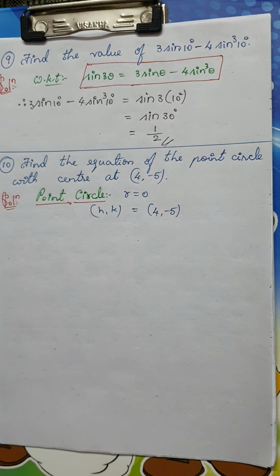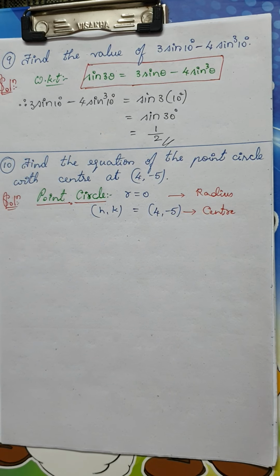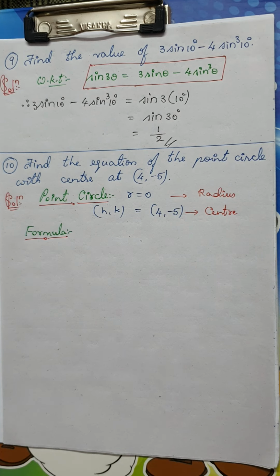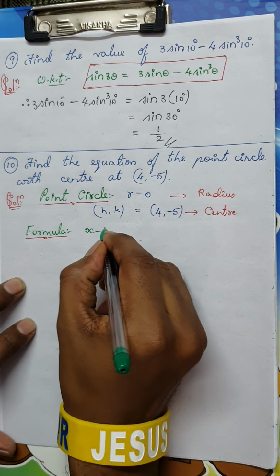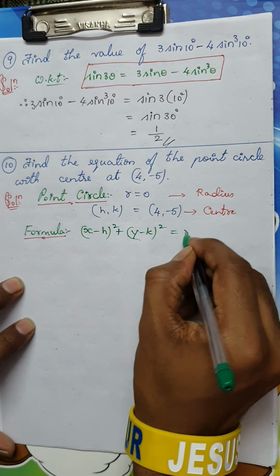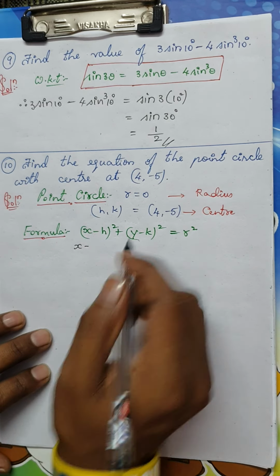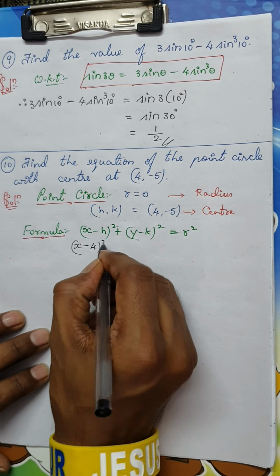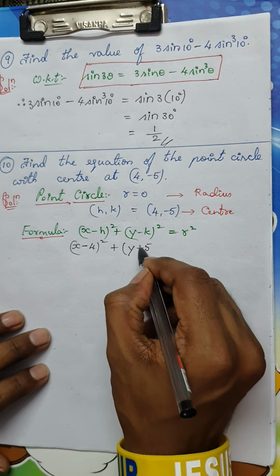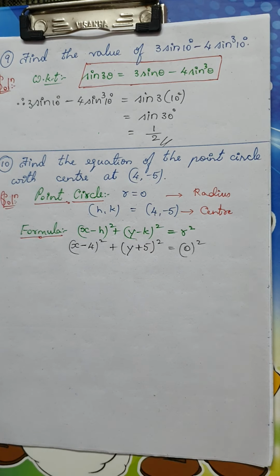Is it clear? So you have got the radius and you have got the center, and we know the general formula: x minus h whole square plus y minus k whole square is equal to r square. So just take the formula and substitute. Therefore you get x minus 4 whole square plus y, remember it is minus of -5, I am taking it directly as plus 5 whole square. Radius is 0, so 0 square, or else you can directly write just 0.